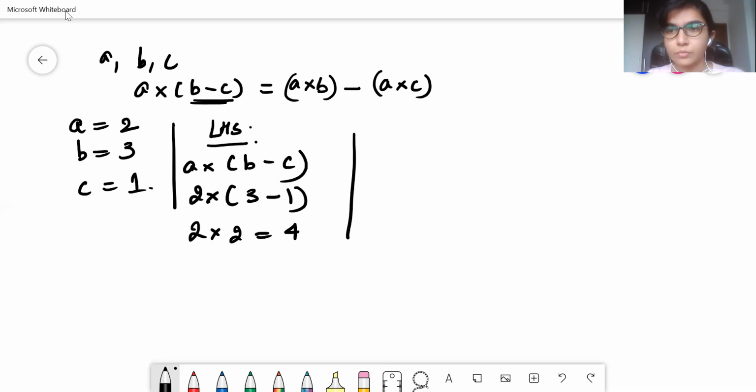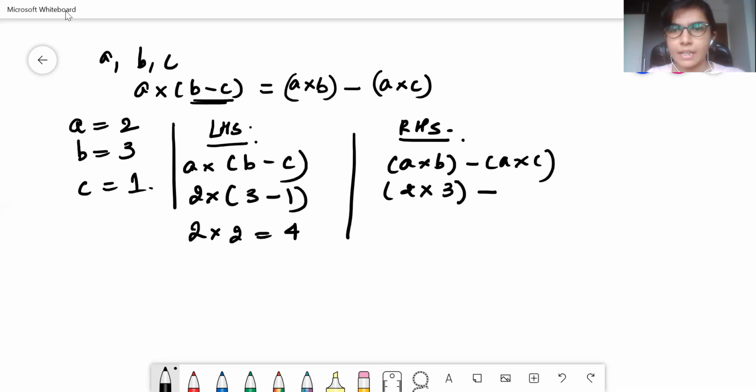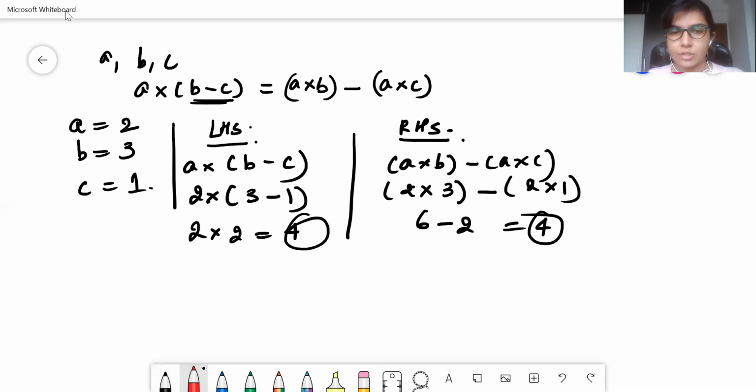Now let's see how we have to solve the RHS. RHS is A into B minus A into C. My A is 2, my B is 3, my A is 2 and my C is 1. 3 into 2 is 6, 2 into 1 is 2. So 6 minus 2 is 4. Here can you see LHS is equal to RHS.